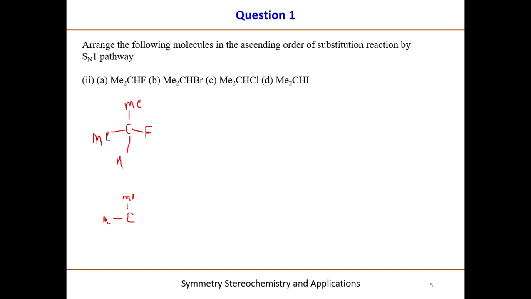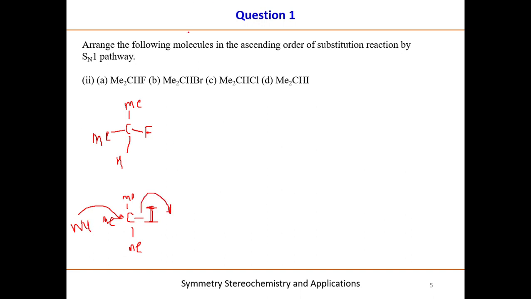If we talk about the SN2 reaction, the SN2 reaction is a one-step reaction. Bond making and bond breaking take place simultaneously. So in this case, iodine has a bigger size compared to fluorine, correct? Iodine size is more compared to the fluorine one. So it's a good leaving group. So when the nucleophile attacks here, because it's a good leaving group, it leaves easily.